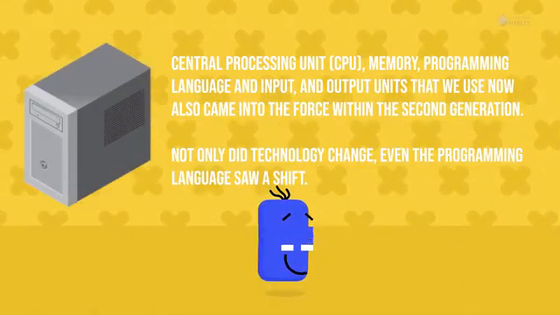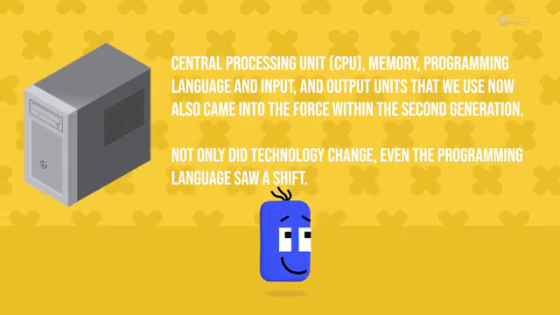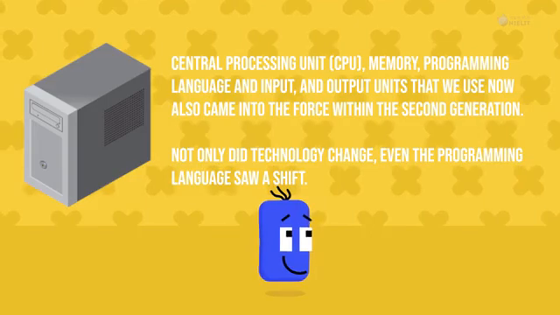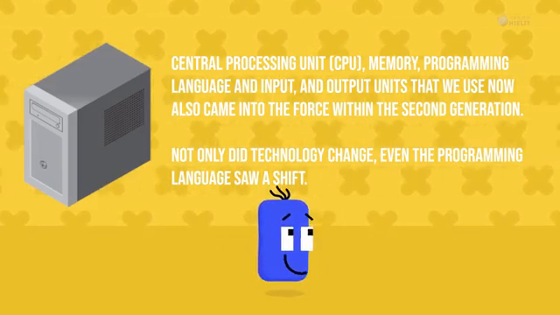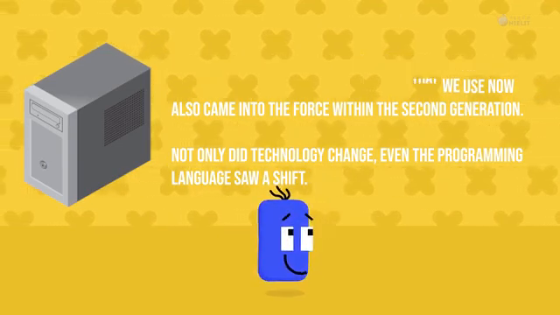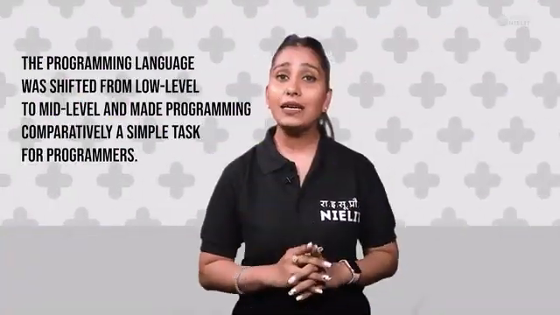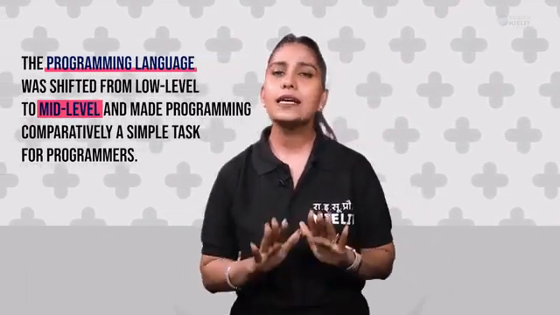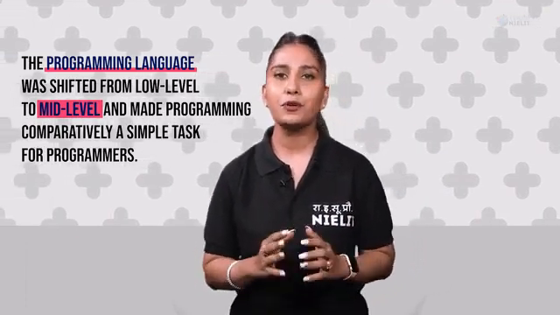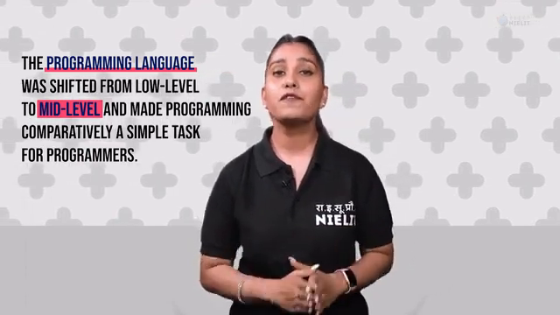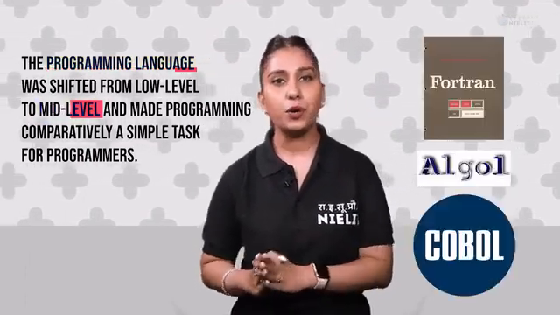Now a fun fact. The central processing unit, CPU, memory, programming language, and input and output units that we use nowadays also came into force within the second generation only. Not only did technology change, even the programming language saw a shift. The programming language was shifted from low level to mid level and made programming comparatively a simple task for programmers. Languages used for programming during this era were Fortran, Algol, and COBOL.